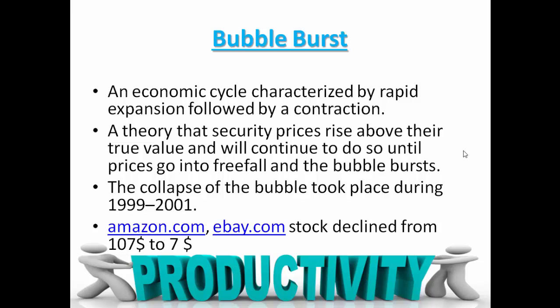The collapse of the bubble took place during 1999 to 2001. There were various companies that failed completely. Pets.com was one of them. There were many still, some of the large giants like Cisco, whose stock declined by around 86% but still remained profitable. There were companies like Amazon.com and eBay.com, whose stock went from $107 to $7, but they recovered and a decade later exceeded $400.